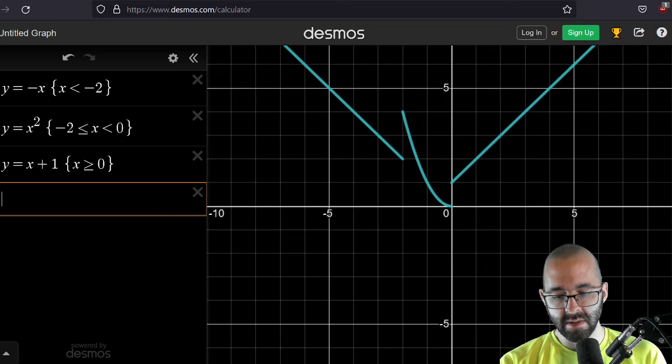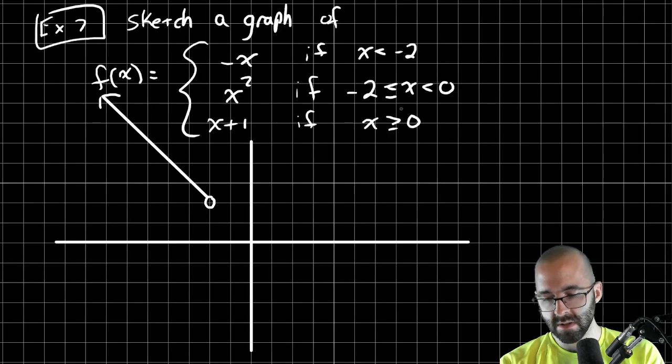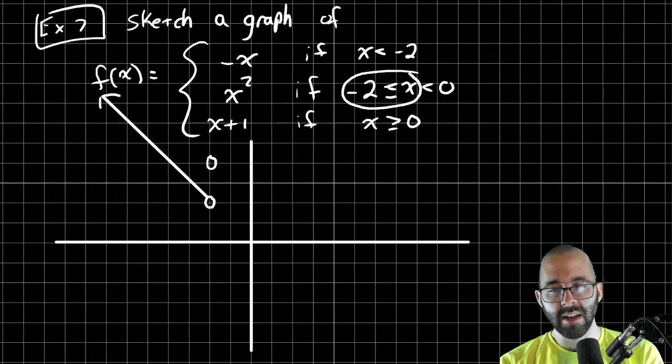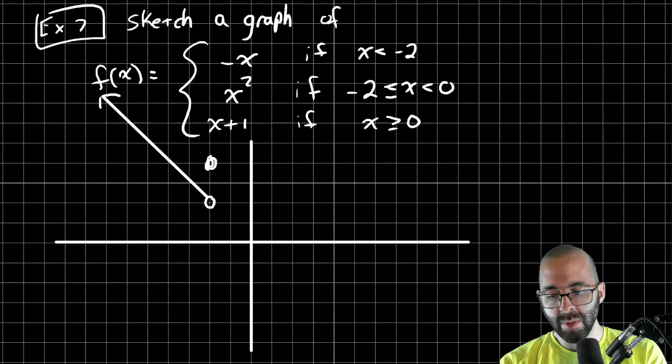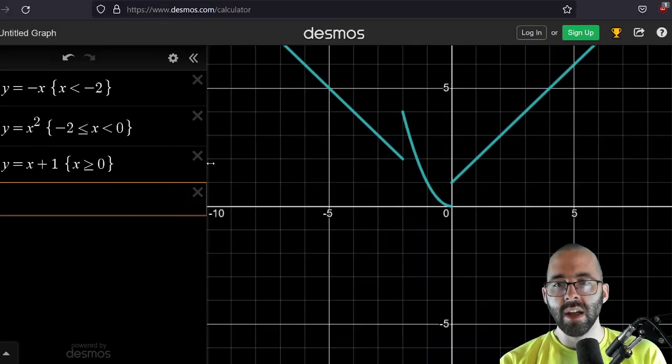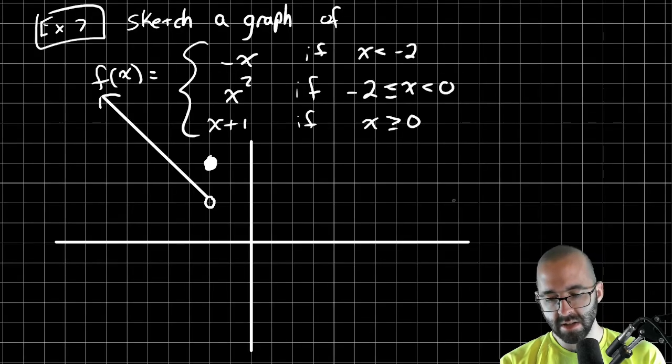The second piece is this parabola right here. That starts at negative 2, comma 4. Is this an open circle or a closed circle? In this middle piece, when x is negative 2, that's included. There's an equal sign here. That's going to be a closed circle. And then it's a parabola shape down to the origin, right? It's a parabola shape down to here. We're going to draw a parabola. Not like that. We're going to try to draw a better parabola.